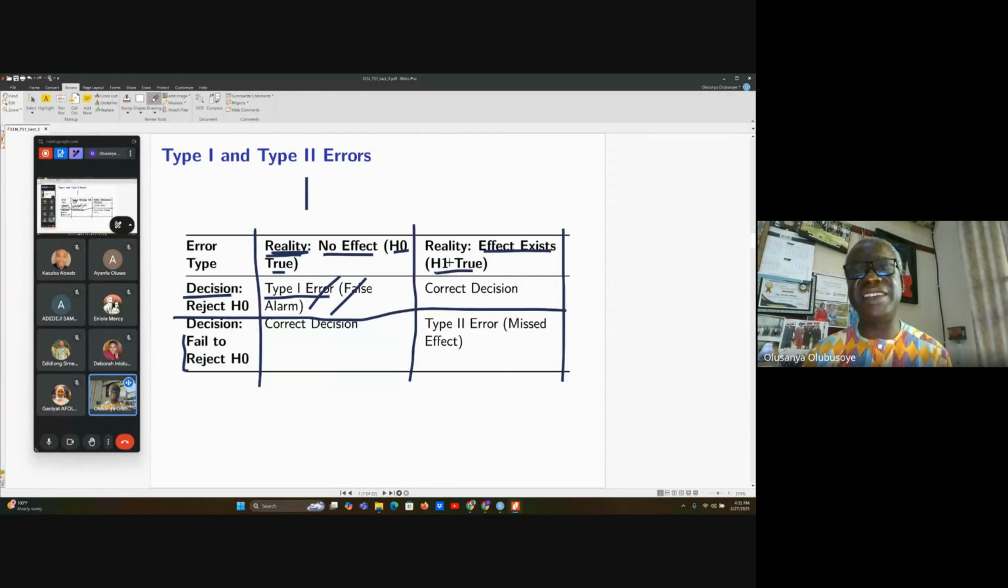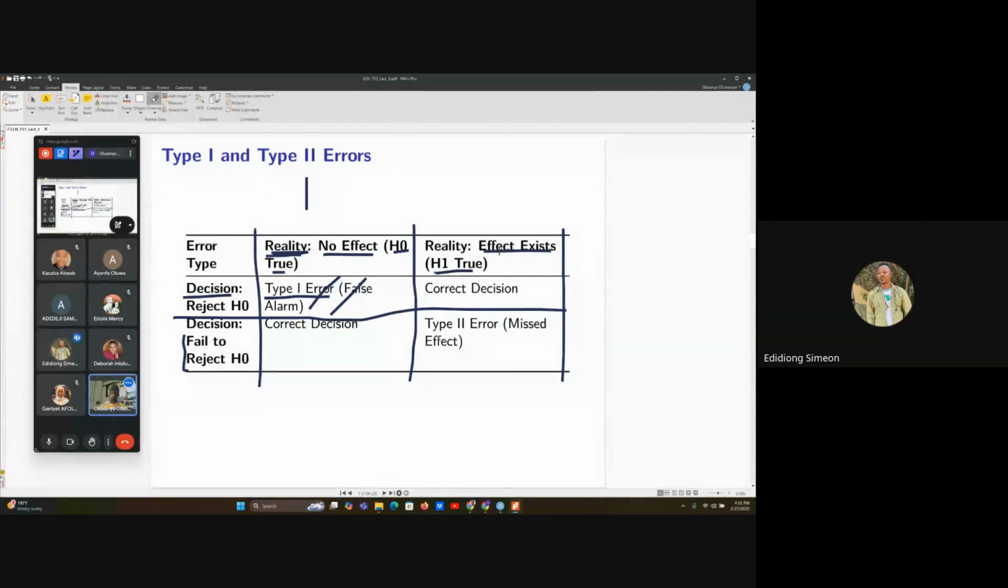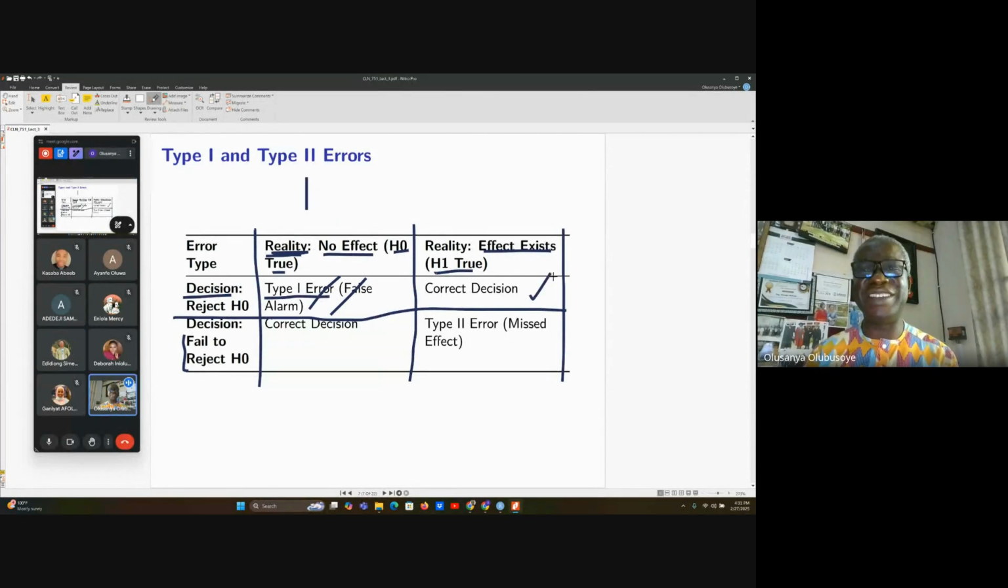This side is saying it is the alternative that is true. There is a difference. Look at our decision. We reject H naught. And you know, when we reject H naught, we are going to accept H1, isn't it? It's true. So this is correct. There is no error committed here.